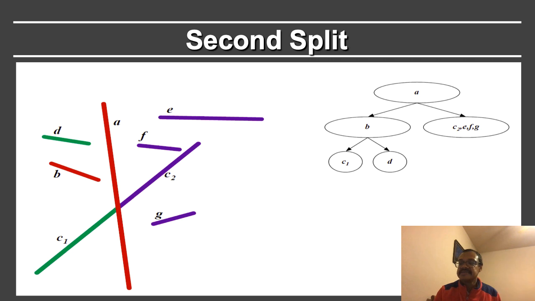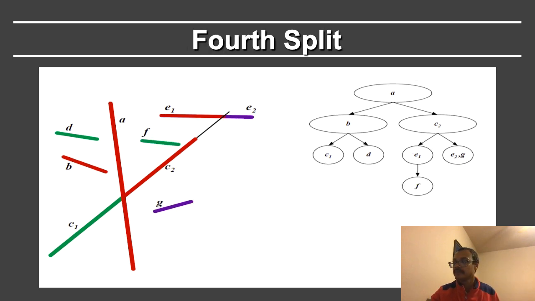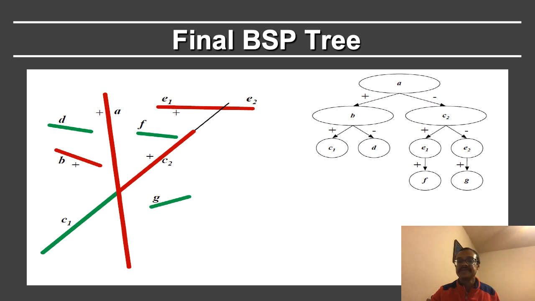I can then consider a split by B on the left, which will put C1 and D in different parts. And similarly, I can go through and split along C2, and now I would have these splits for F and G. E will need to be resplit, and so on until I get to the individual components. Notice that we have now added the signs plus and minus to these splits. That will help us in traversing the tree.